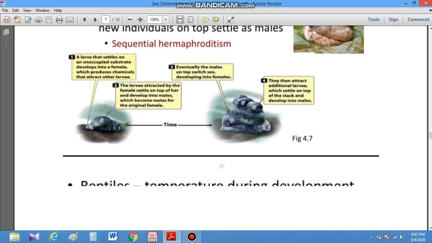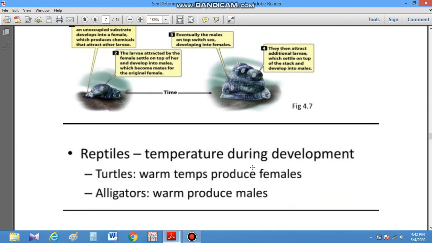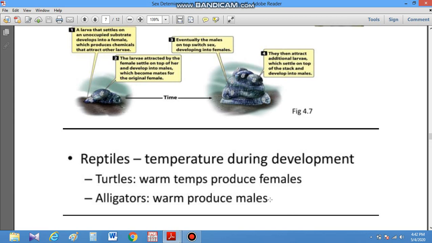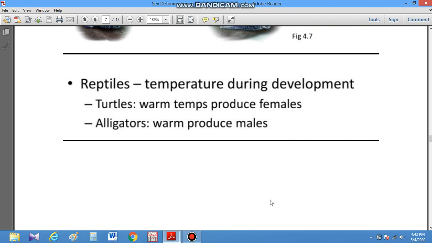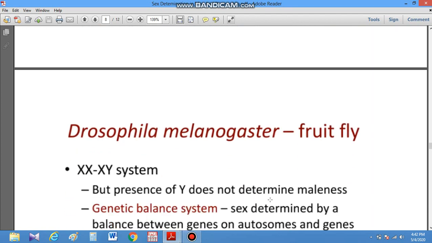In case of reptiles, the temperature during development determines the sex. In case of turtles, if there is a warm temperature, they produce females, and if there is a warm temperature in case of alligators, they will produce males. So temperature determines whether a male or a female will be produced.